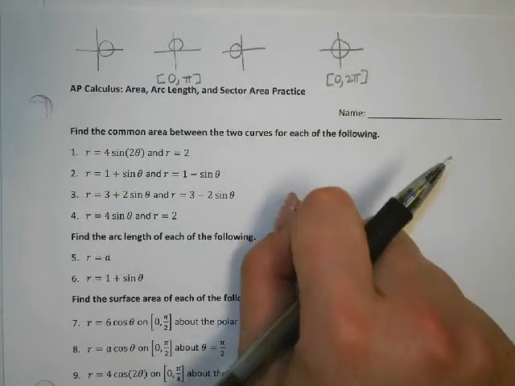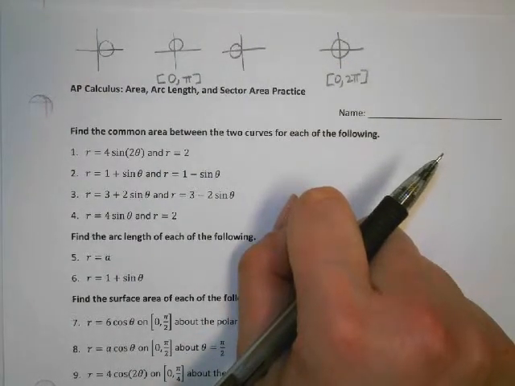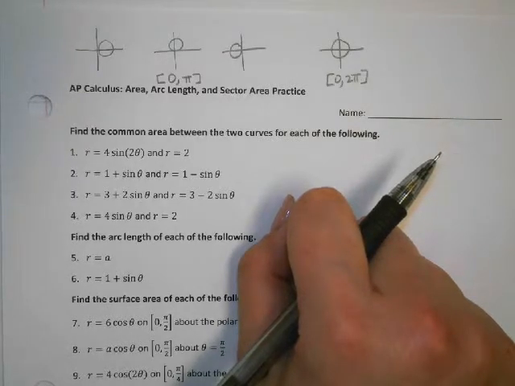Yes? Why do you say 0 to pi rather than pi halves or 3 pi halves? Pi halves or 3 pi halves would do exactly the same thing as 0 to pi would. So I think that's just the default setting, and then we can adjust it if we want to.